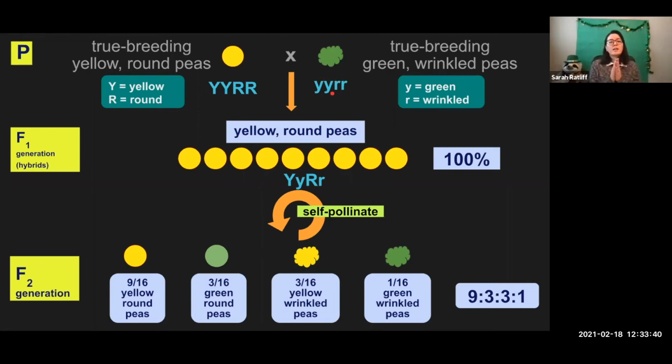We're going to breed those together, and lo and behold, our F1 generation is all round and yellow. Thinking about our monohybrid pea plants here, that kind of makes sense. Looking at our genotype, we have one big Y from this one, little y from the other, one big R from one, little r from the other. They're heterozygous for each of those two traits. Heterozygous for the color yellow, heterozygous for the shape or texture of round.